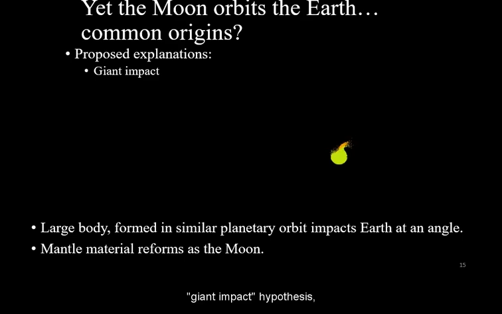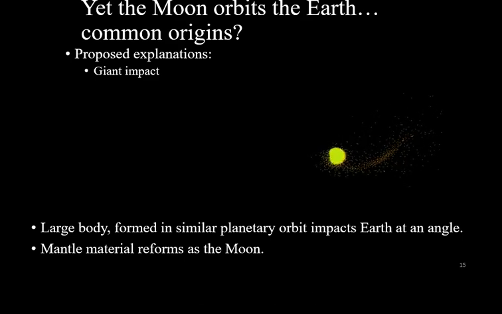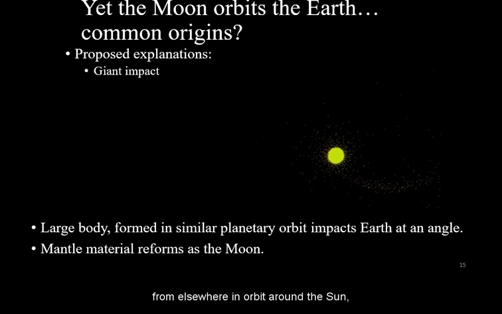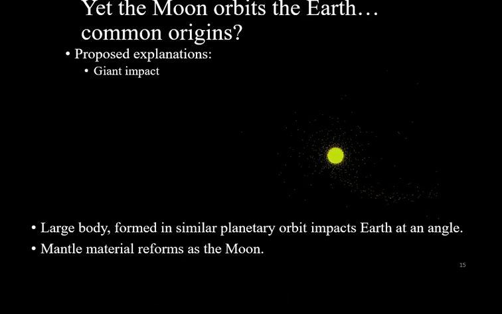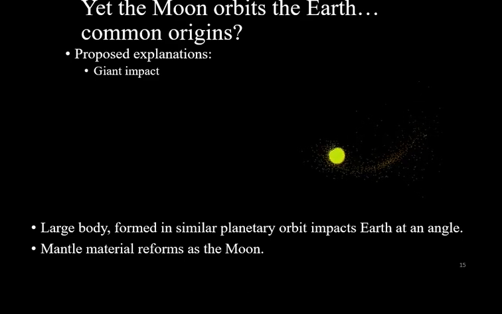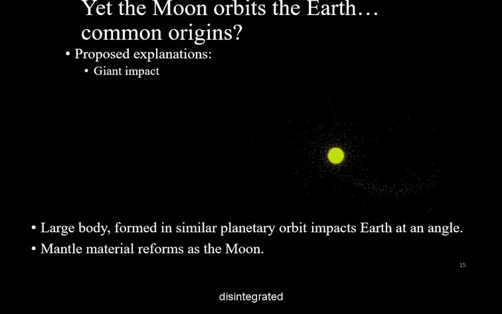In the giant impact hypothesis, there was another body formed elsewhere in orbit around the Sun that did get close to the Earth. In fact, so close that it impacted the Earth at an angle. The impact disintegrated the body, and the remnants then accreted to be our moon.